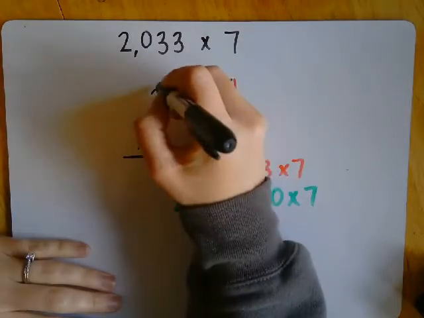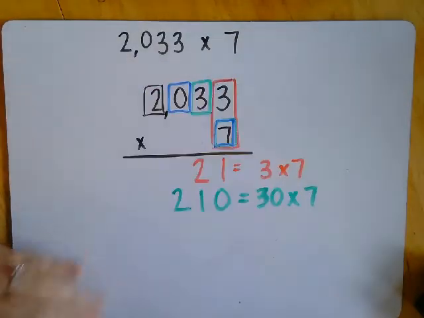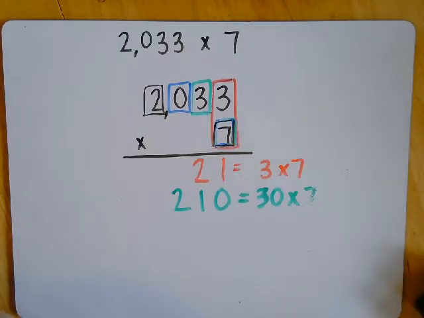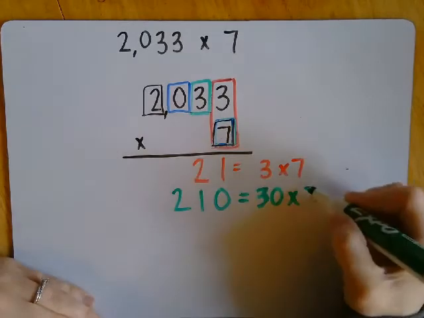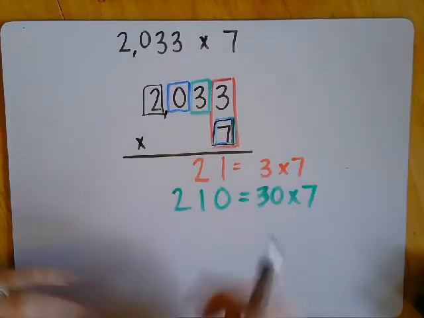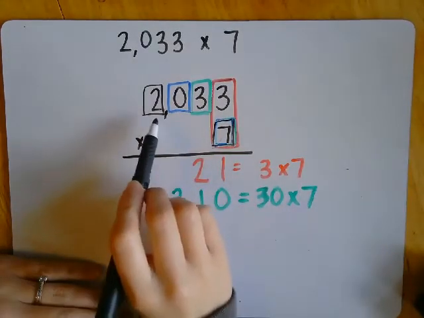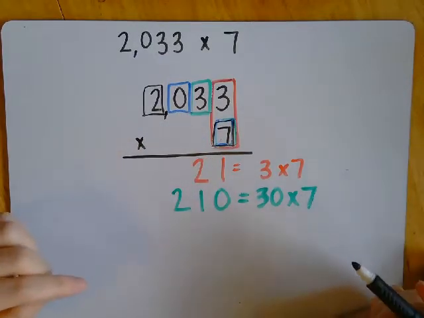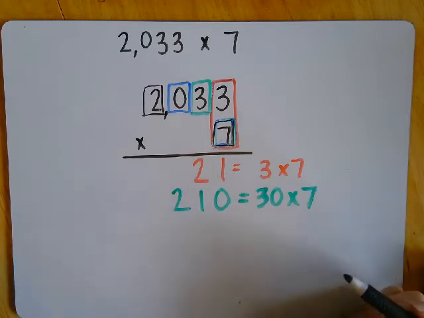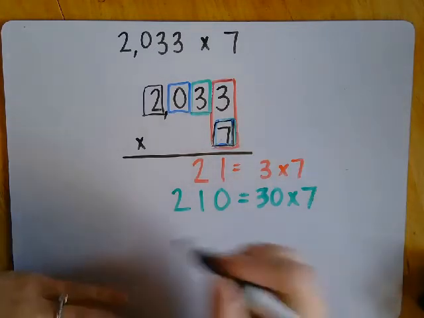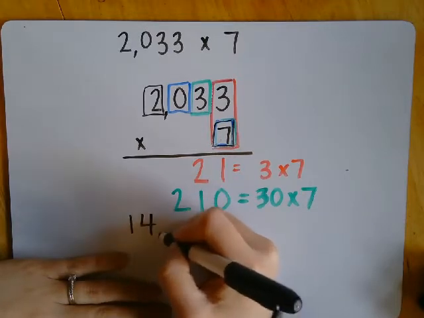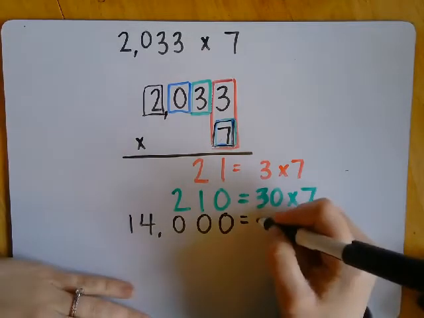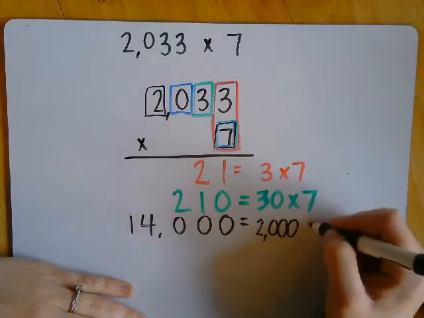Last but not least, we need to multiply the thousands place. So 2,000 times 7. There we go. 2,000 times 7, I can think of that as 2 times 7, which is 14. But because I'm in the thousands place, I need to add those 3 zeros. So I have 14,000. Again, I did that by multiplying 2,000 times 7.